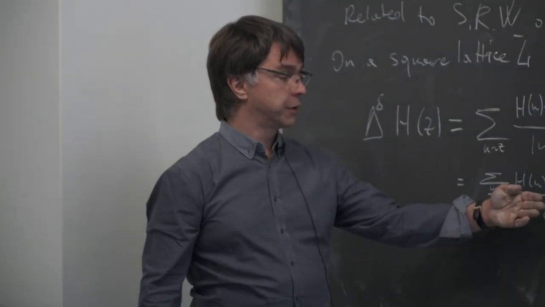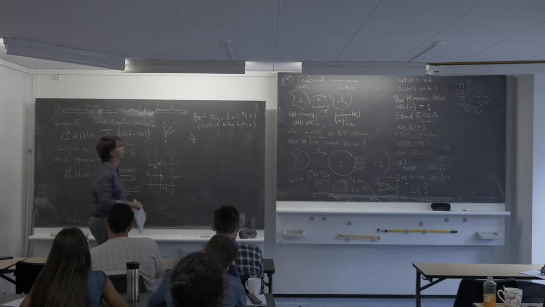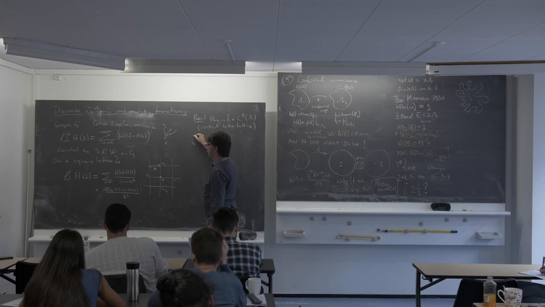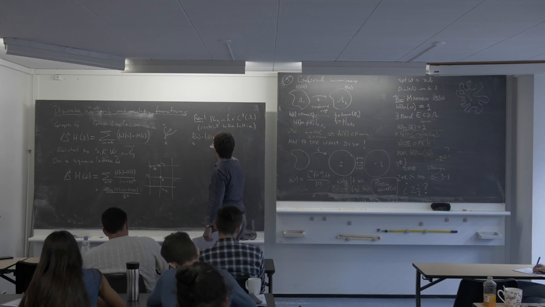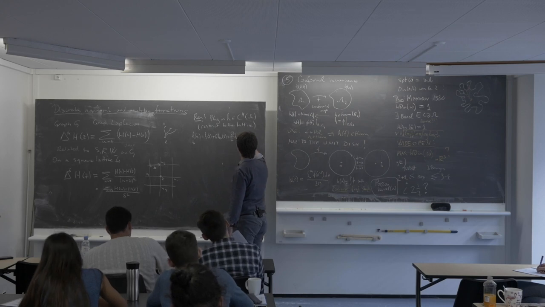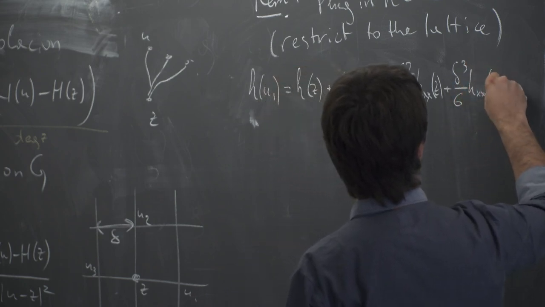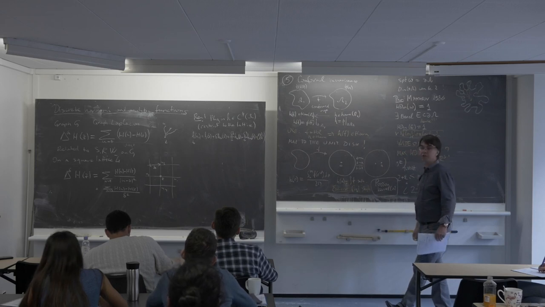It's like, this looks like a difference derivative, but to really get a derivative, you should divide by delta. But we are talking about the second derivative, so we divide by delta squared. So restrict to the lattice. What happens on this picture? We can write that h of u1 is equal to h of z plus delta times the derivative in the direction x of h of z plus delta squared over 2 times the second derivative plus delta cubed over 6 times the third derivative plus O capital of delta to the power 4. So this is just Taylor's expansion.